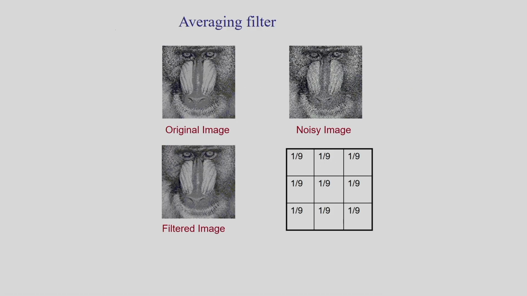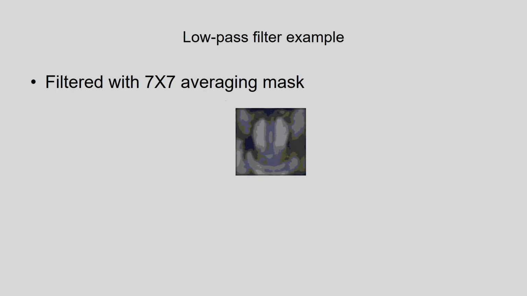And in this case I have shown one example of the averaging filter. The original image is there, I am considering the noisy image, and I have the filtered image, and this is the mask corresponding to the low pass filter, that is the averaging filter. And if I consider the 7 by 7 mask, the blurring will be more, because for the 7 by 7 mask I have to divide by 49, and if I consider the 3 by 3 mask, I am dividing by 9. So, that is why corresponding to the 7 by 7 averaging mask, the blurring will be more.